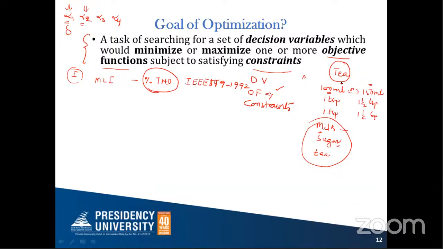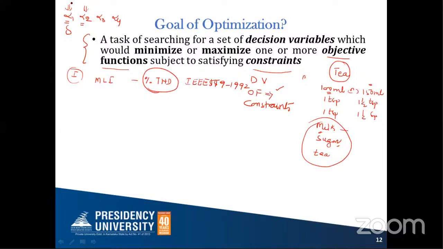Here the objective function is to produce good taste of tea. Then here in this case, the variables are alpha 1, alpha 2, alpha 3, alpha 4, alpha 5. Here the variables are milk, sugar, and tea. Then what is the constraint? The constraint here is milk constraint is 100 ml to 150 ml. Sugar constraint is so and so. Tea constraint is so and so.